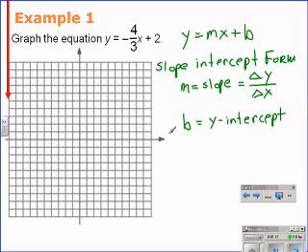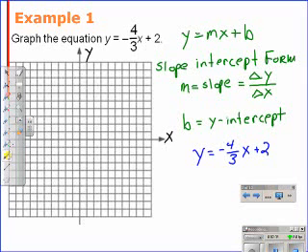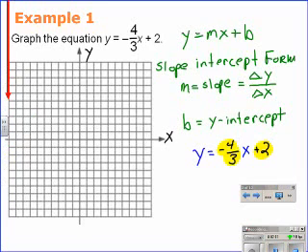So when you go to graph this particular situation, you label the x-axis, you label the y-axis. We take a look and examine the equation that we are given. In this case, y is equal to negative 4/3 x plus 2. We examine the important parts, the m and the b. This being the b or the y-intercept, this being the m or the slope. And we plot the y-intercept. That would be starting at the origin going up 2.